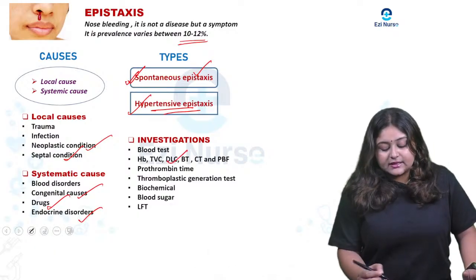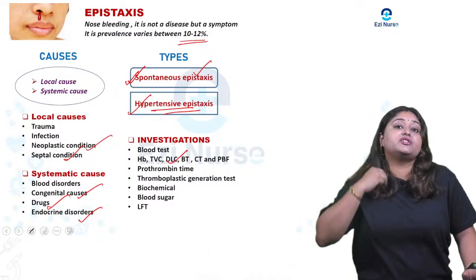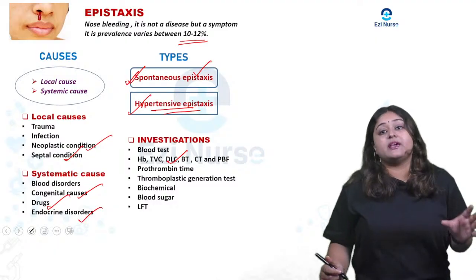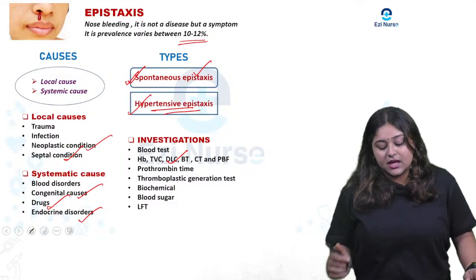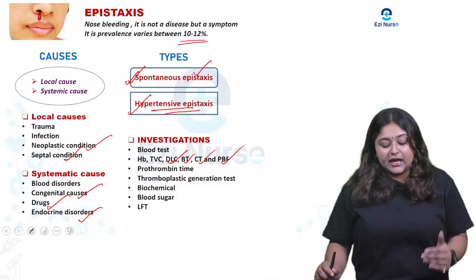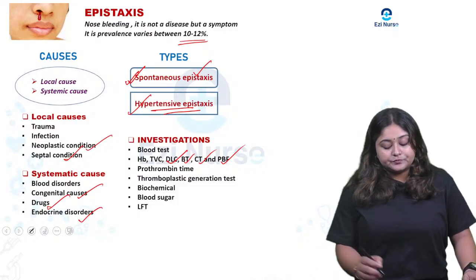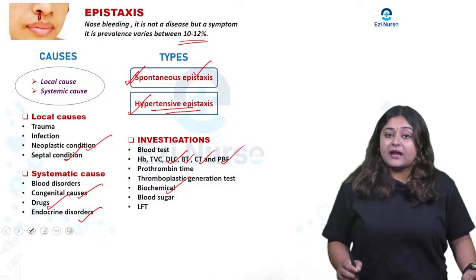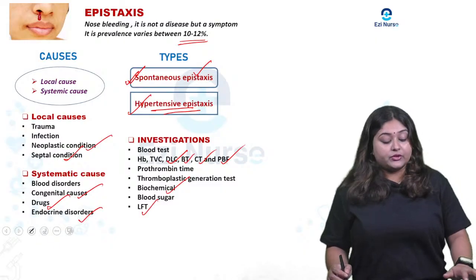Now come to the DLC. DLC is nothing but differential leukocyte count, which measures the percentage of leukocytes, and then bleeding time, clotting time, and PBF. Now come to the prothrombin time, thromboplastin generation test, biochemical tests, blood sugar test, as well as the liver function test.